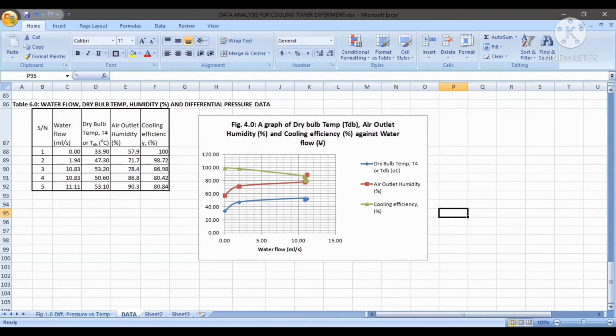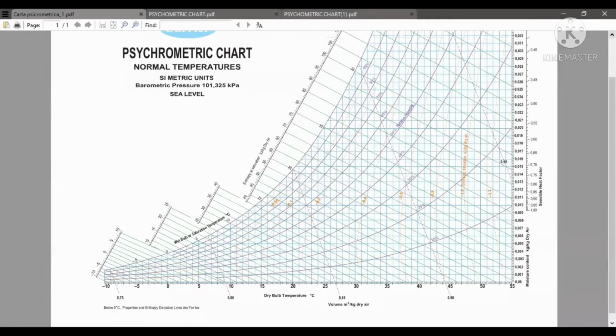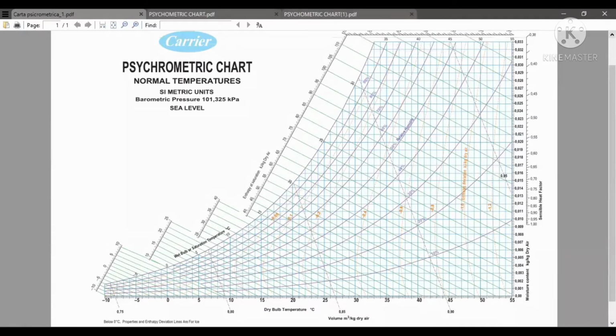For emphasis, the objective of this analysis is to show the correlations between the data. These correlations are used as fundamental in design of psychrometric chart. This is a typical psychrometric chart.